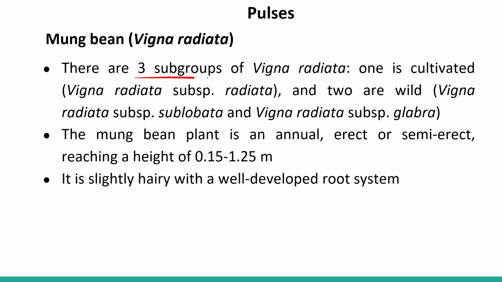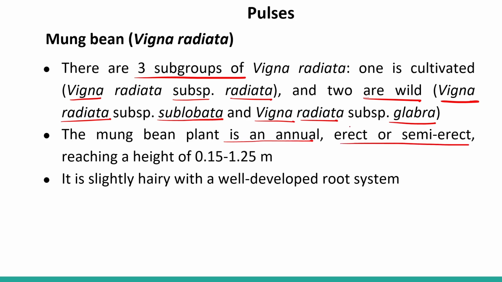There are three subgroups of Vigna radiata. One is cultivated, Vigna radiata subspecies radiata, and the two wild ones are Vigna radiata subspecies sublobata and Vigna radiata subspecies glabra. The mung bean plant is an annual, erect or semi-erect, reaching a height of 0.15 to 1.25 meters. It is slightly hairy with a well-developed root system.